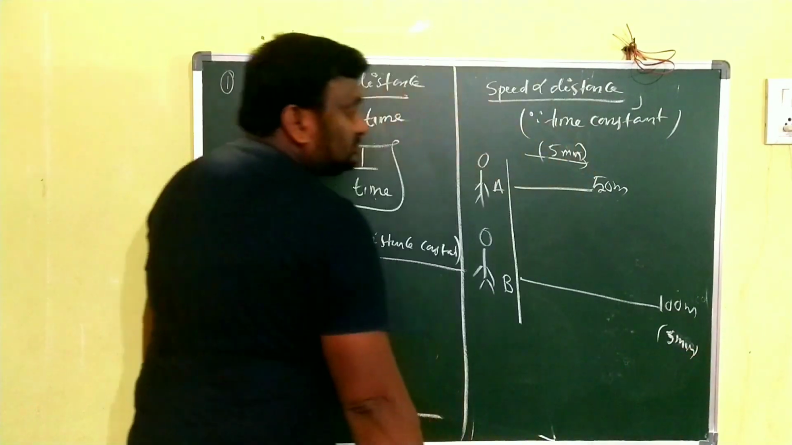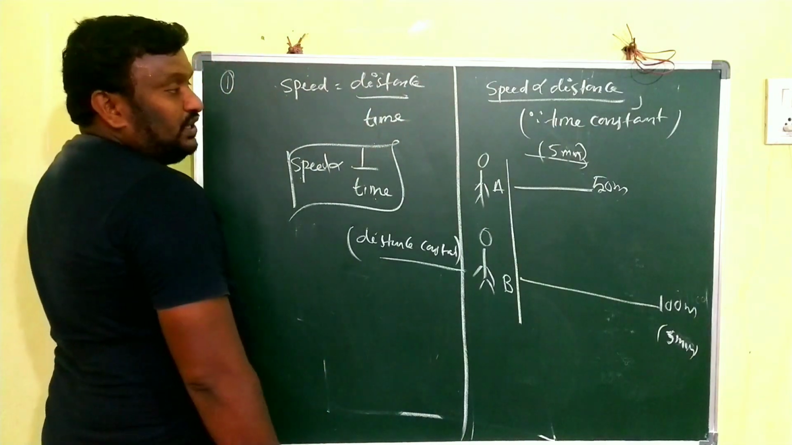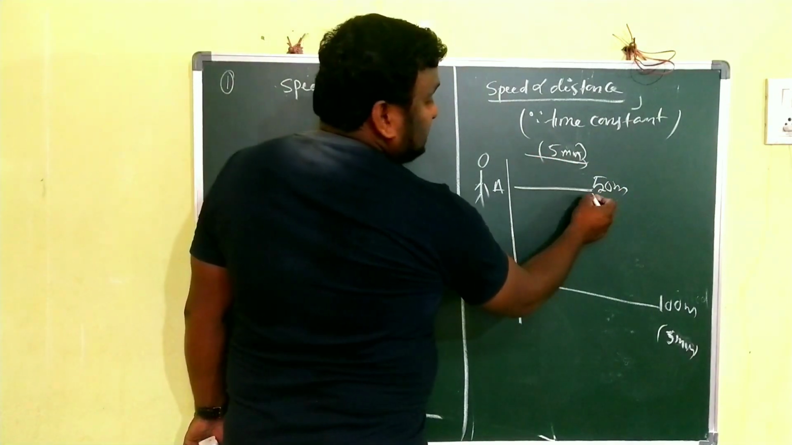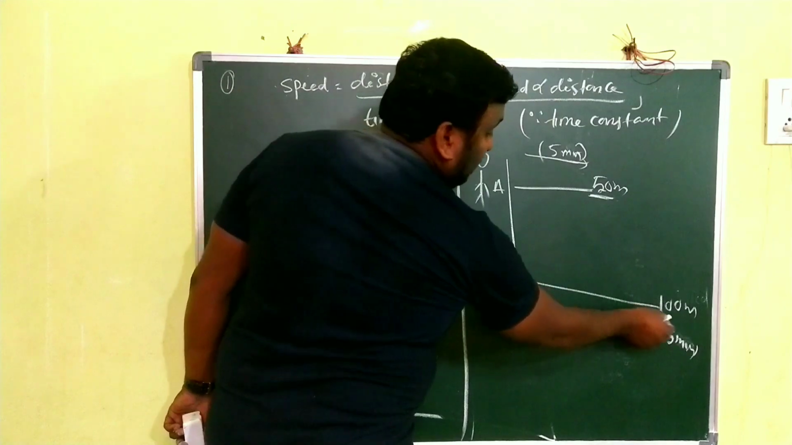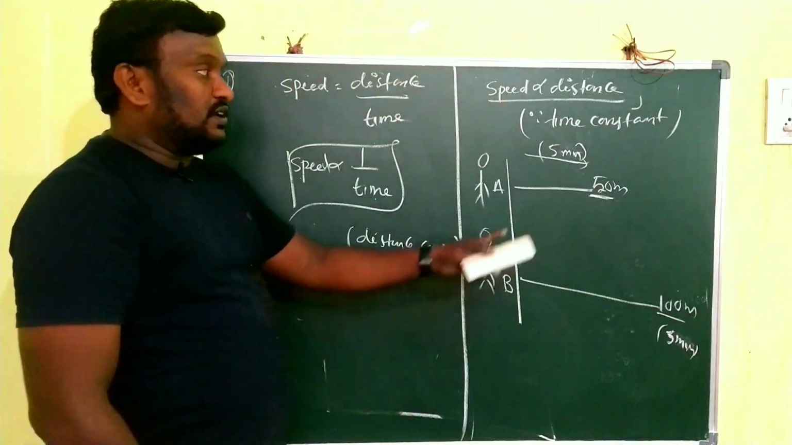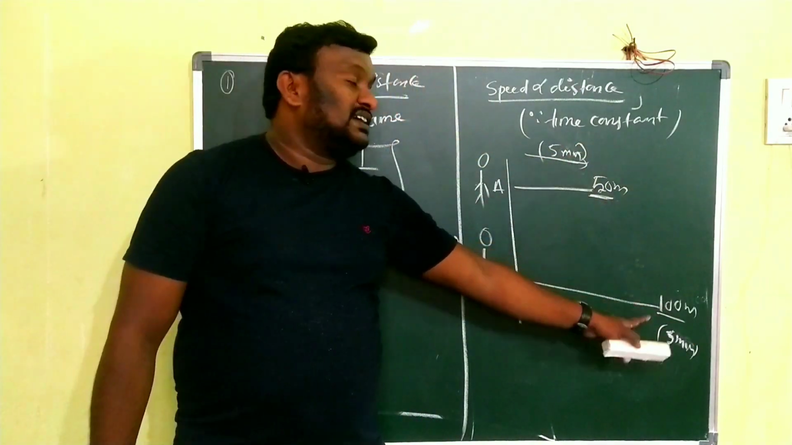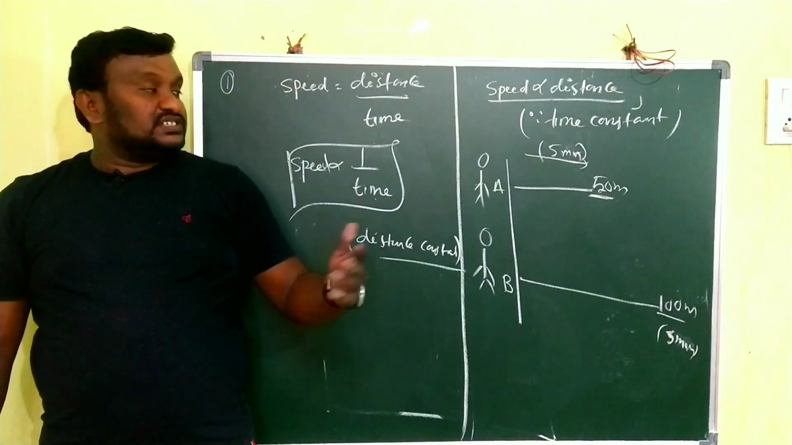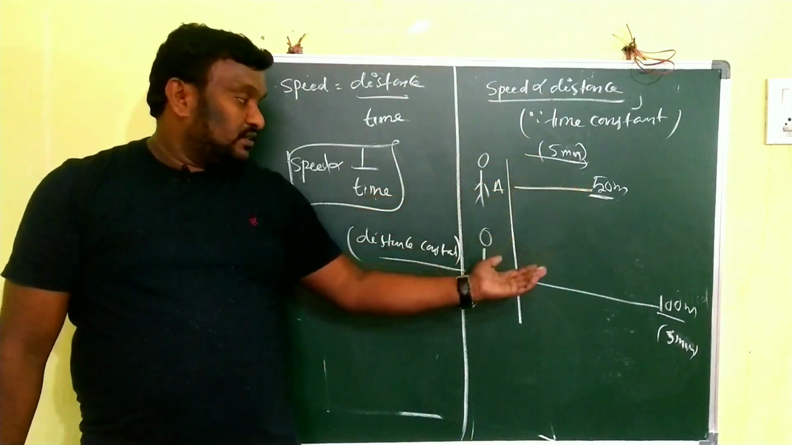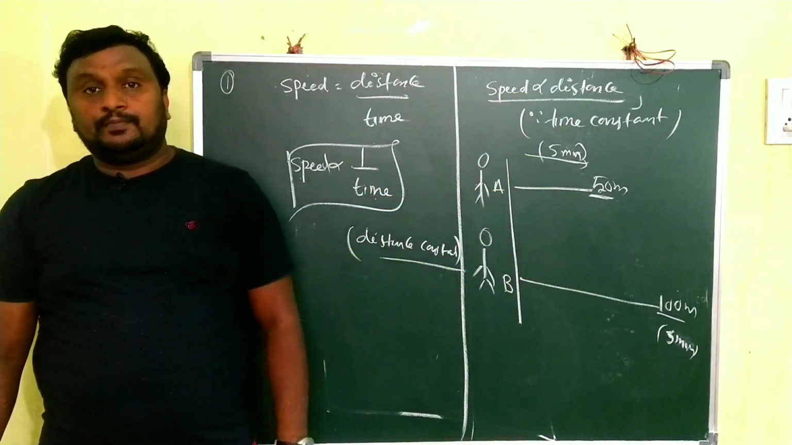5 minutes. So here it is 50, here now 100. Time is constant. In this case what is it? Time is constant. In 5 minutes one went 50 meters, the other went 100 meters.